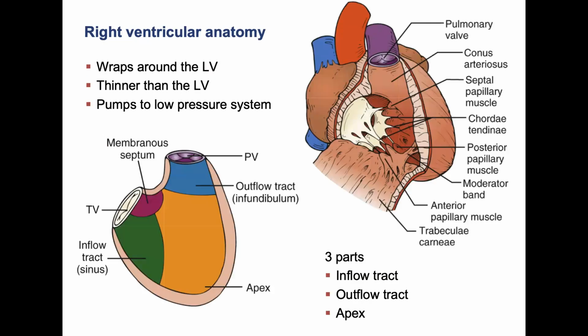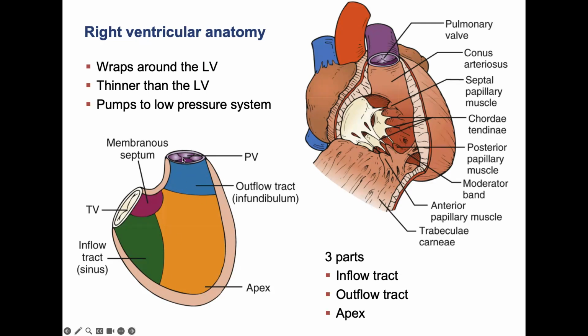So, remember that right ventricular anatomy is a little bit different than the left. If you make a fist with one hand and take your other hand and wrap it around, that other hand is going to be the right ventricle. So it wraps around the left ventricle, and when it wraps around, we have three sections to it. We have the inflow tract, the apex, and then the outflow tract.